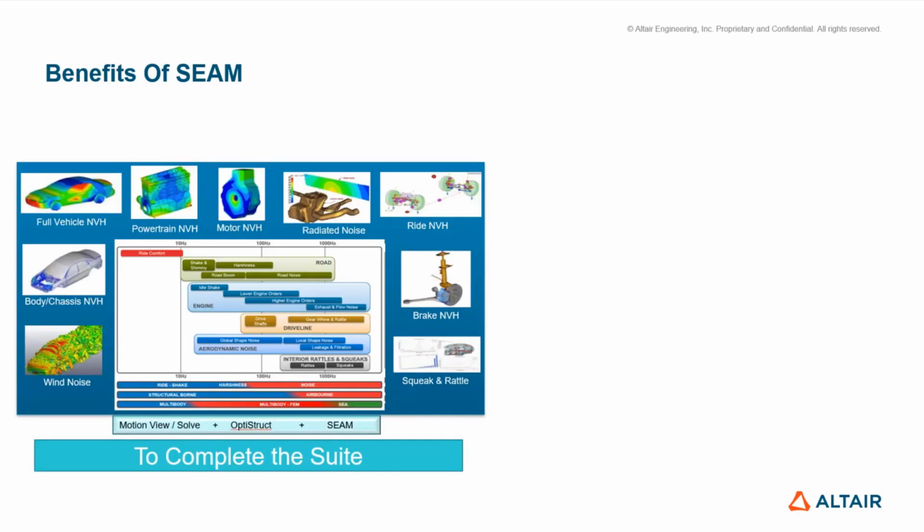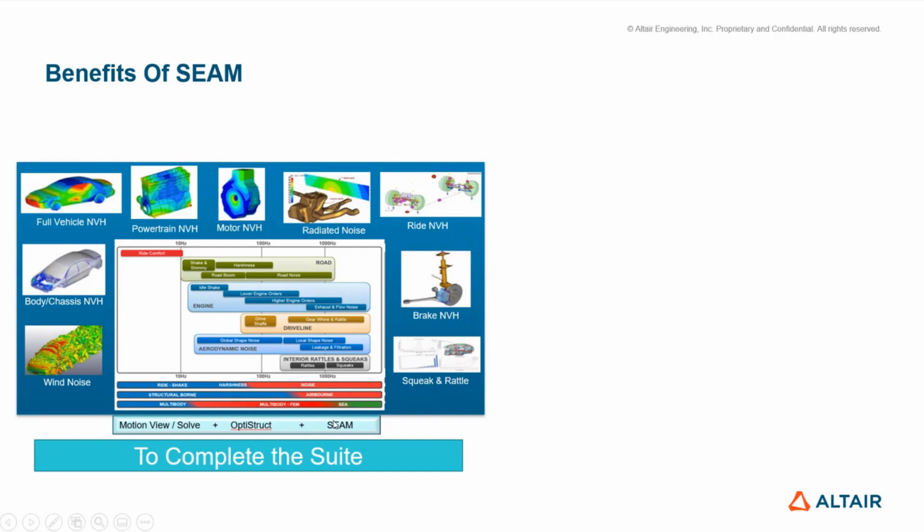Just a few brief benefits of SEAM. With SEAM, we are able to complete the whole suite of solvers, which help us solve from low frequency to high frequency, ranging from 0 Hertz to 10,000 Hertz or 20,000 Hertz. So SEAM complements OptiStruct in a place where FE doesn't work fully because of computational requirements.